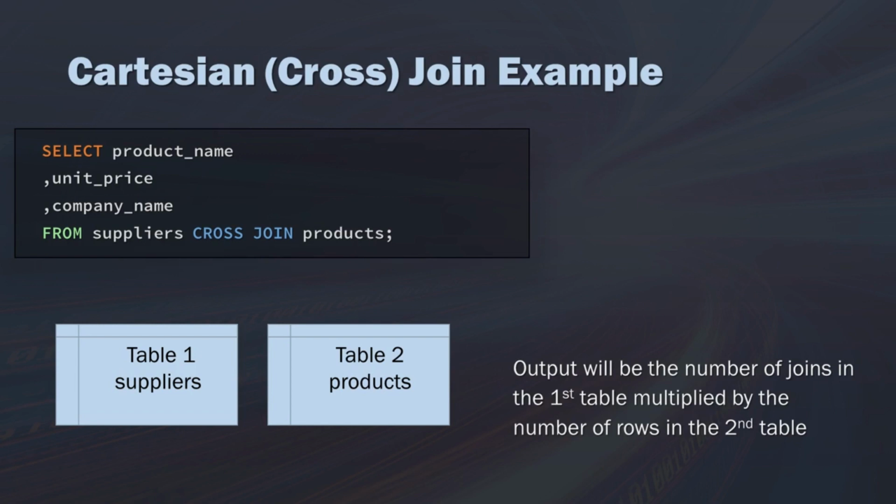It's just simply multiplying what you had in the first table and multiplying those records with what's in the second table. So in this example, in our suppliers and our products, we had 29 records in one table and 77 in the other table, and then our end result is 2,233 records. What we also have is the supplier name with the product name and price.